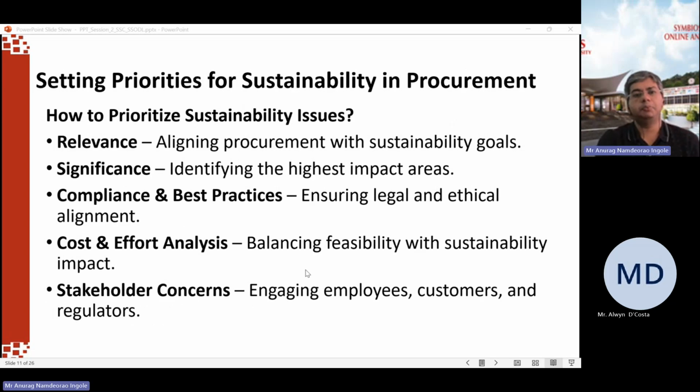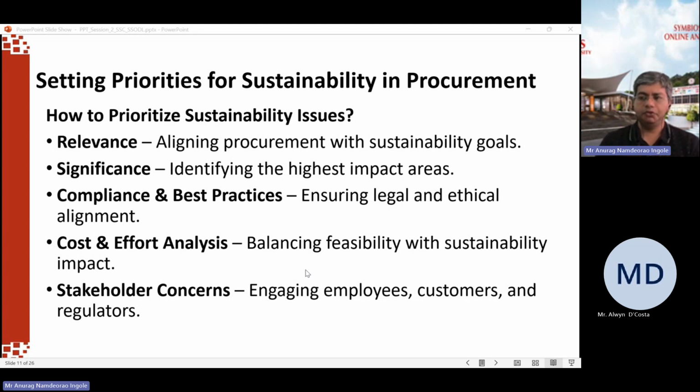Then, how to set up priorities. Yes, we want to transform our current procurement into sustainable procurement, but how do we prioritize whatever issues we saw? First we have to see the relevance of the issues, whether those are relevant to your sustainability goals or not. Because sustainability goals are going to be decided at the organization level. Procurement is not going to start any kind of sustainability initiatives. As an organization, you decide first what your sustainability goals are.